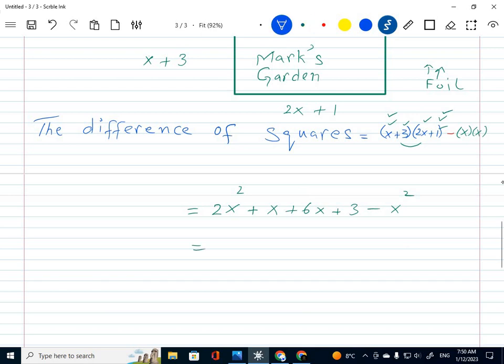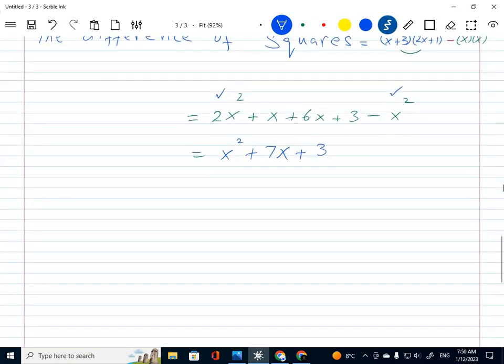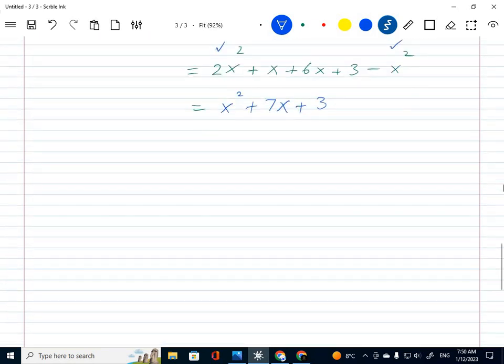Here like terms will be subtracted. x squared will be subtracted from 2x squared. So we will get x squared plus 7x plus 3. This is the answer to the problem. This is the simplified form of the answer.